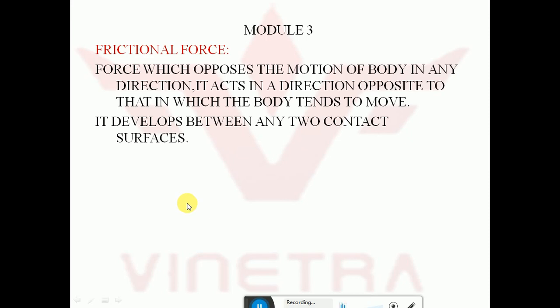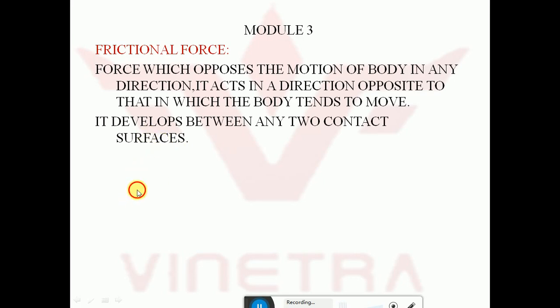First of all, we will start with the frictional force. So what is a frictional force? It is a force which opposes the motion of a body in any direction. It acts in a direction opposite to that in which the body tends to move. It develops between any two contact surfaces. So this is the frictional force.